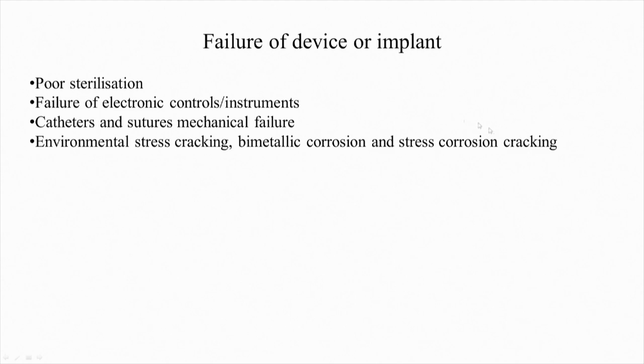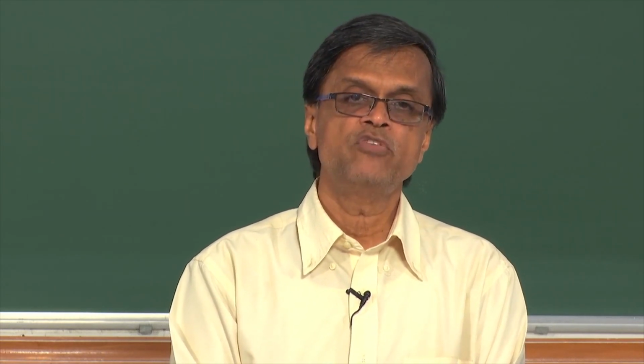Environmental stress cracking, bimetallic corrosion, stress corrosion. Metals have one big problem, the corrosion, different types of corrosion: bimetallic corrosion, stress corrosion, heterogeneous distribution of elements corrosion, and so on, because the body fluids contain a lot of inorganic salts, and pH conditions are very acidic, so metals get corroded very easily. So corrosion is a big problem, especially in the orthopedic area as well as in the dental area.